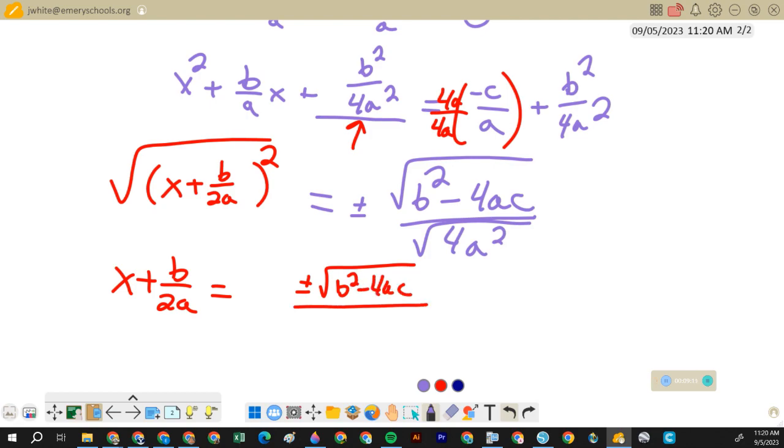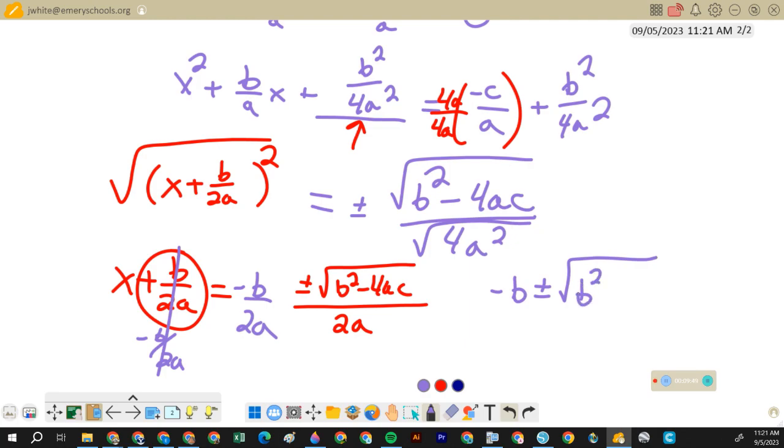What about the bottom? The square root of 4 is 2, and the square root of a squared is a. Okay, now what? So what do I do with this? I subtract that. And now those two fractions have the same denominator. So I get negative b plus or minus the square root of b squared minus 4ac over 2a.